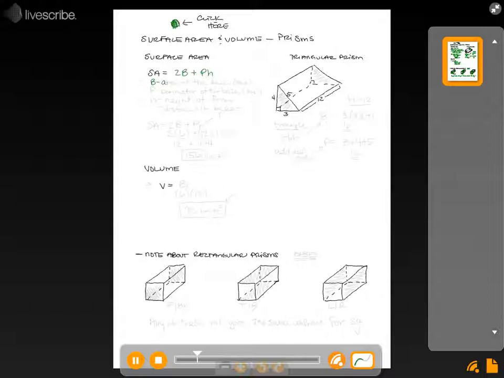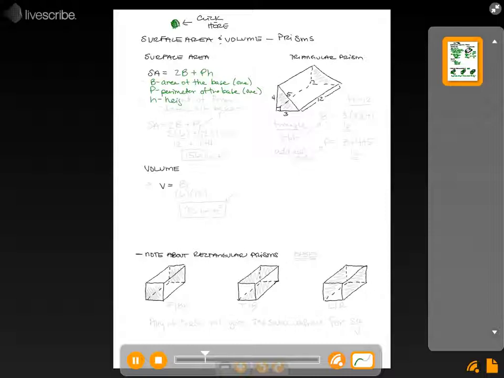B is the area of the base. Only one of them. Okay? One of the bases. You don't need to find the area of both, just one of them. P is the perimeter of the base. And again, you only need one of them. Don't find both and add them together. Just give me the perimeter of one base.